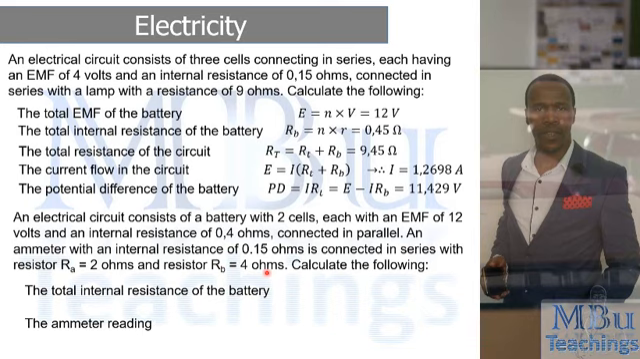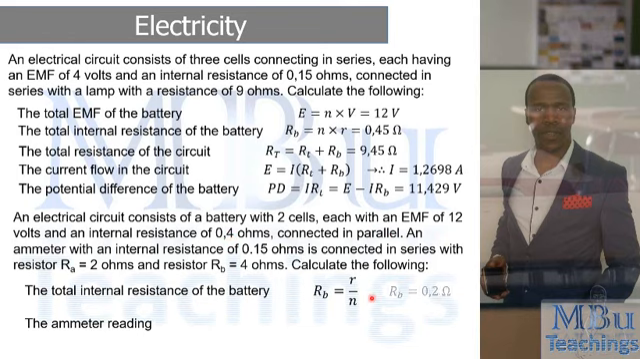Now we are asked to calculate the total internal resistance of the battery. Remember, we have 2 cells, and those cells are connected in parallel, so that will mean our RB, the total internal resistance, will equal the internal resistance of each cell divided by the number of cells. So it will be 0.4 divided by 2, and the answer will be 0.2 ohms. Does it make sense? I hope it does.